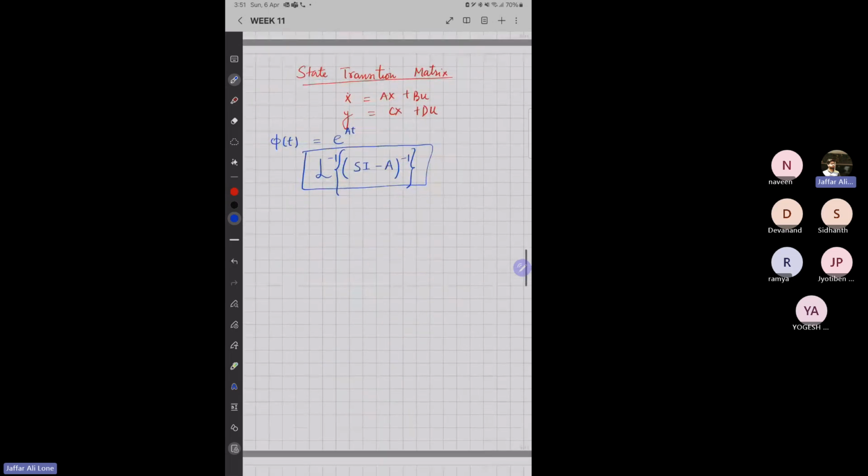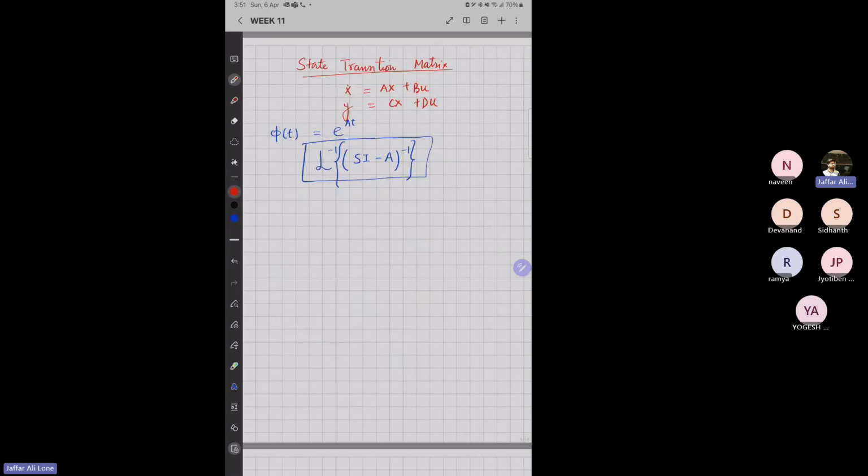So just do this question. There is one question probably where you're asked to find the state transition matrix. The question is, obtain the state transition matrix phi t where you are given x dot equals [0, 1; -2, -3] x. So find the state transition matrix.